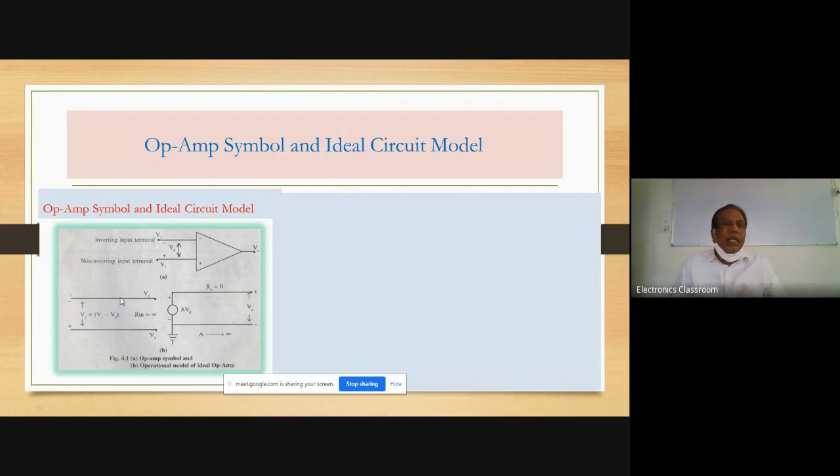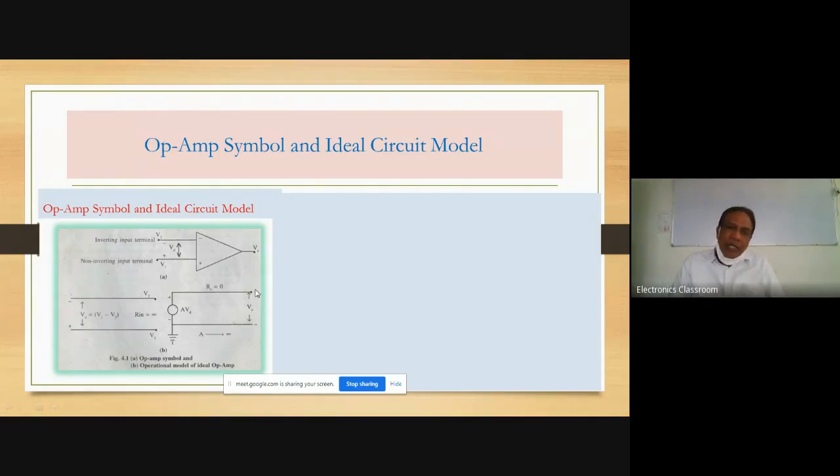The resistance is measured between the V1 and V2 terminals, and both terminals are open circuited. There is no connectivity, and the concept is that the open circuit resistance is infinite. That's why the input resistance of the operational amplifier is Rin equal to infinite at the left side.